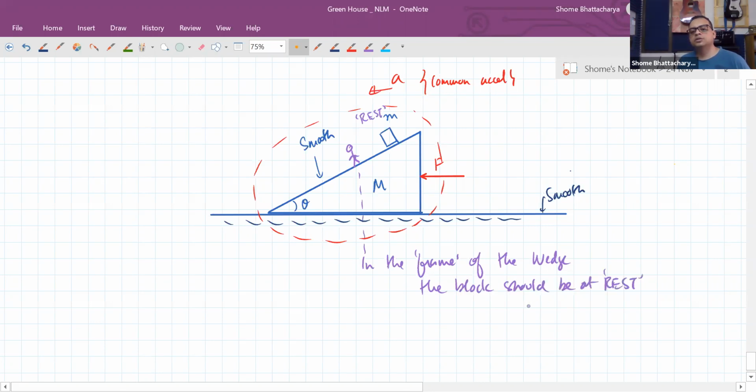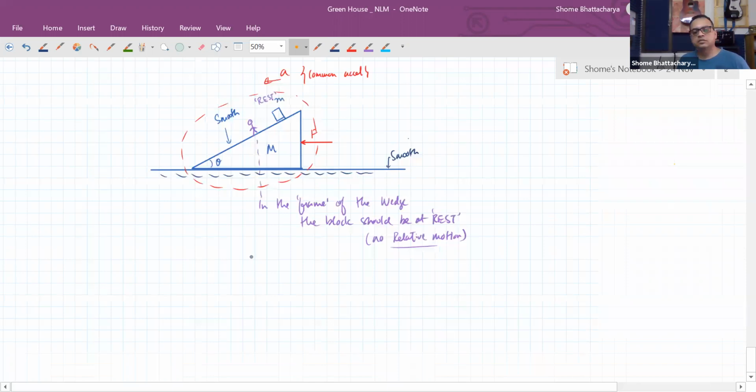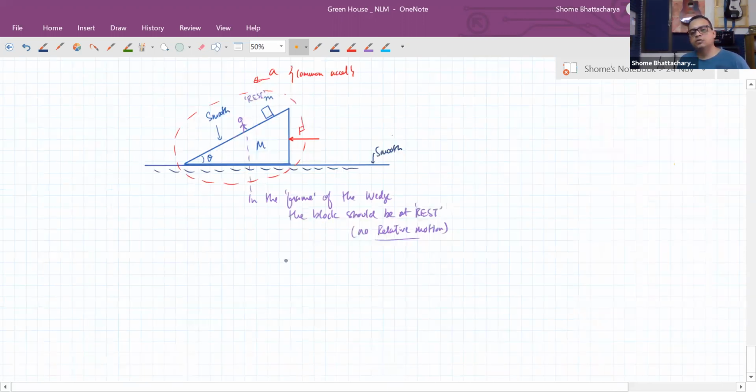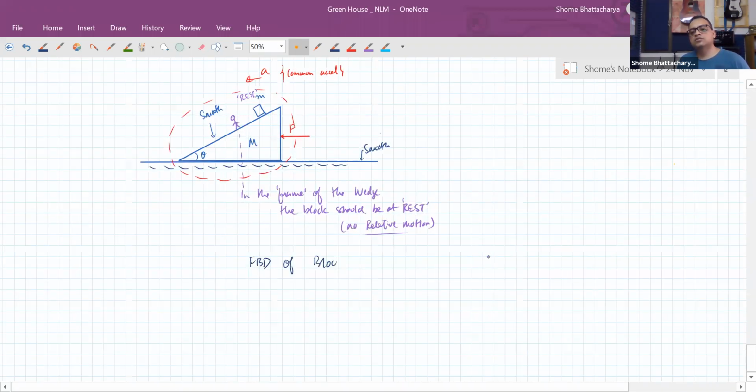Okay, so there should be no relative motion. So that is why you start with the free body diagram in that relative frame. So what you do is you make the FBD of the block small m in the frame of the wedge, capital M. That is going to be a non-inertial frame.